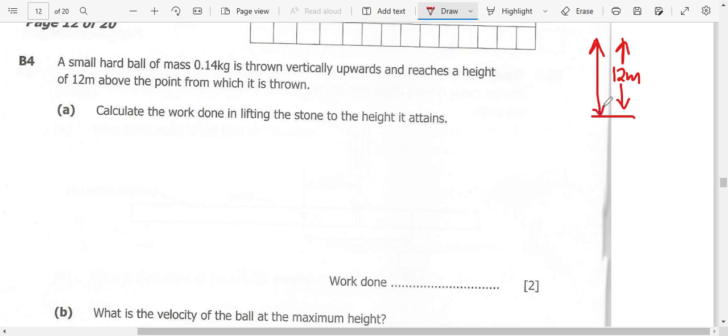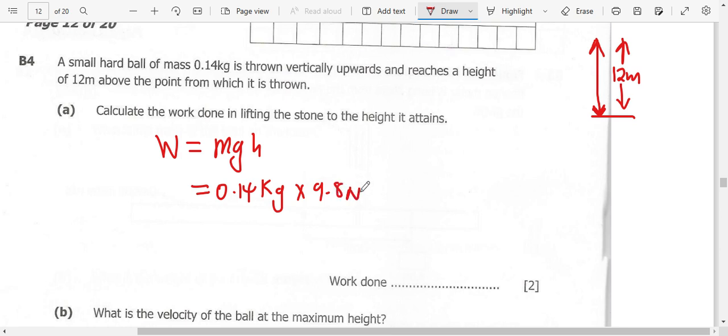Last time I talked about something which is falling like this, how to calculate the work. How can you find the work of something that is being thrown or something that is dropping? So work is simply equal to potential energy of something falling, and potential energy is mass times gravity times height. Anytime you have got something going up, this is the formula for work. So the mass of this thing is 0.14 kg. Make sure that it is in kg. Gravity is 9.8 Newton per kg, and the height is 12 meters.